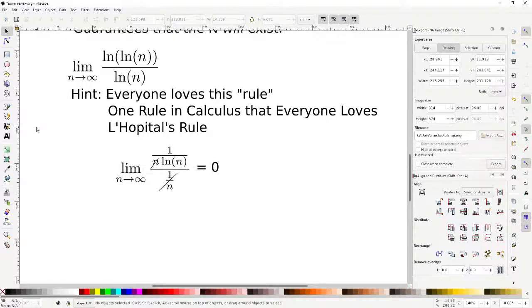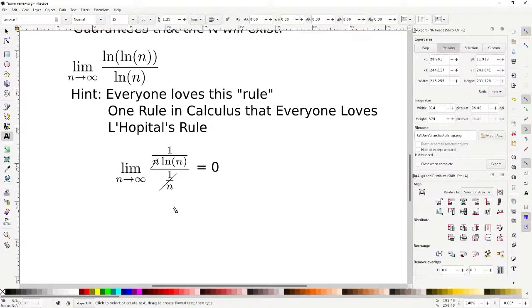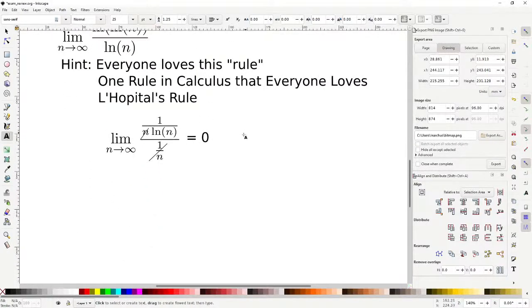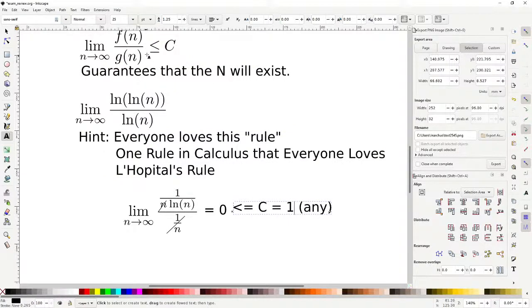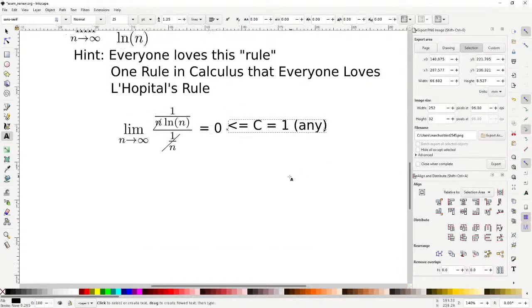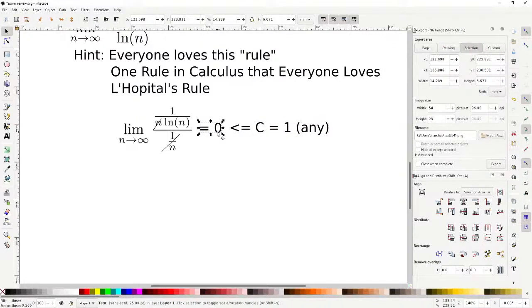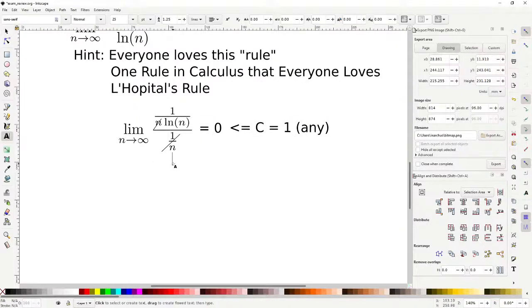So remember, this limit has to be less than or equal to c. So 0 is really less than or equal to any constant c you pick, right? So pick c to be 1. So that's the rule: you have to show that the limit as n goes to infinity of f of n over g of n is less than or equal to your constant c. And that'll work for you. So you just show that this is 0, and as I say, this is way stronger than what's required for big O.